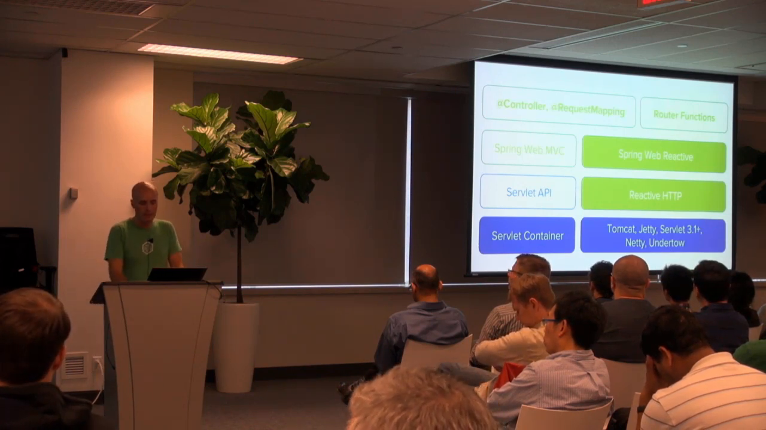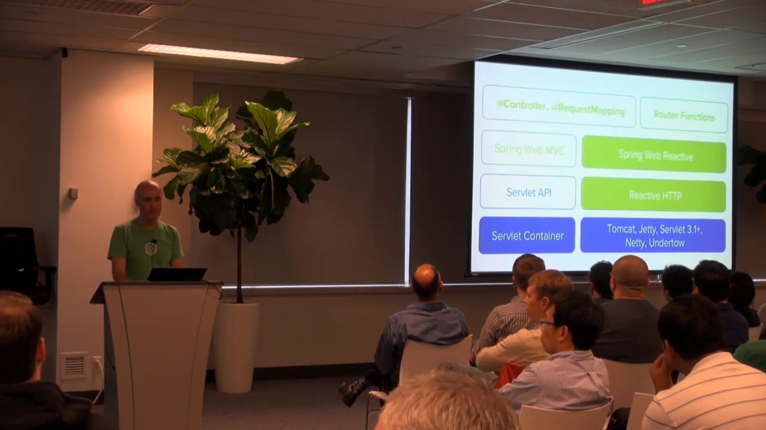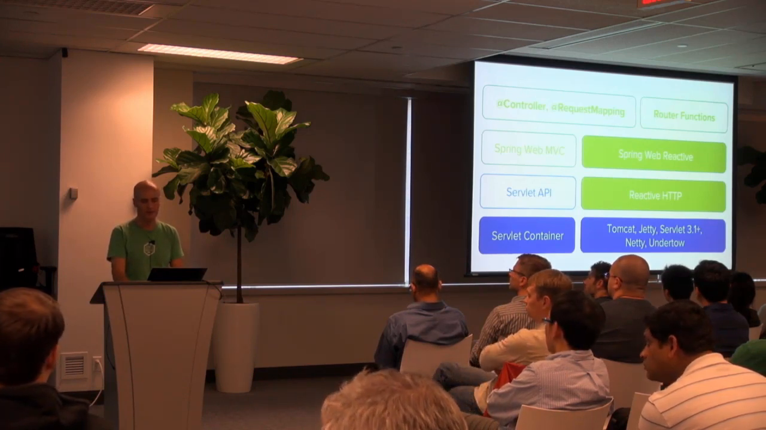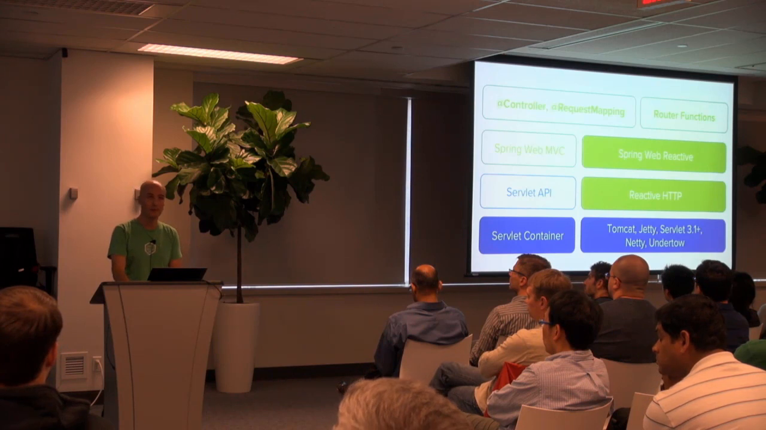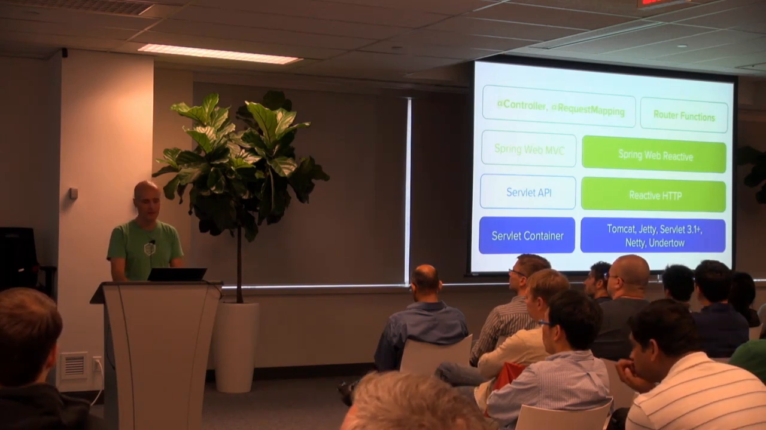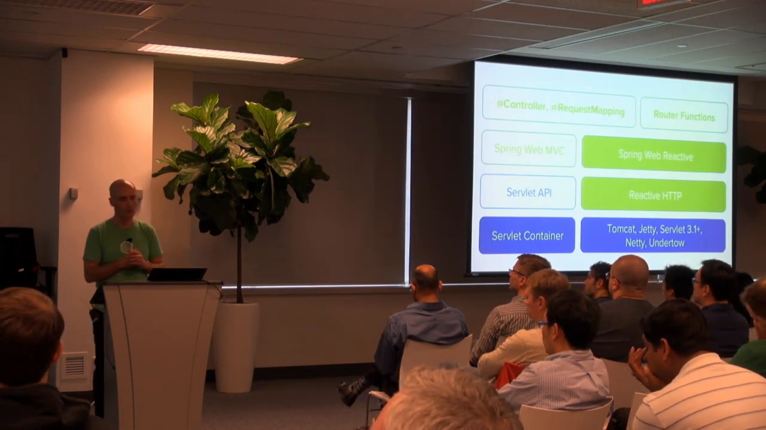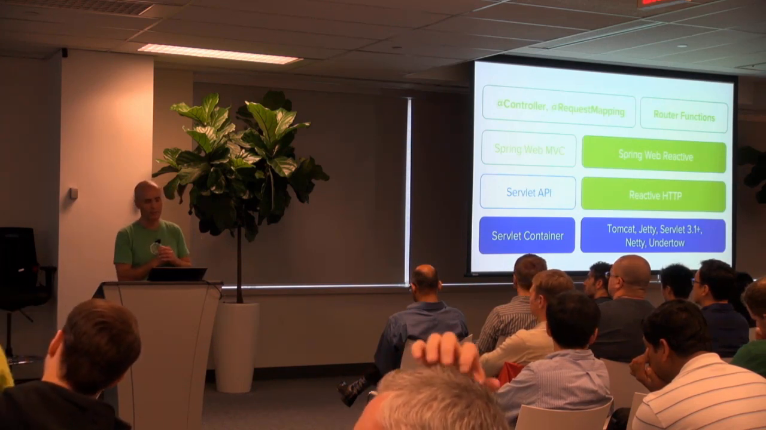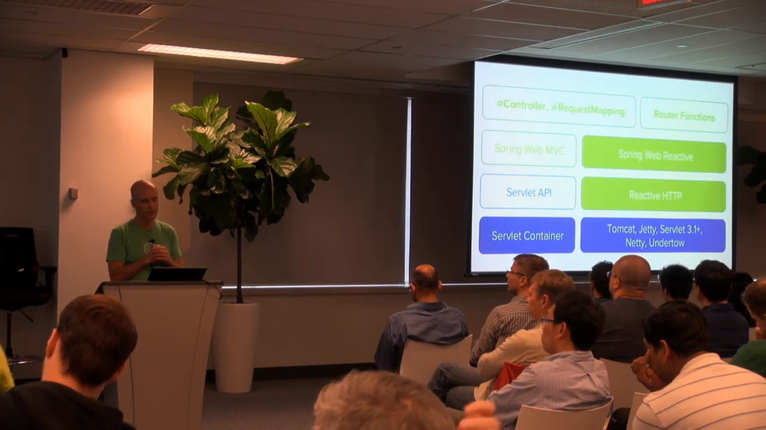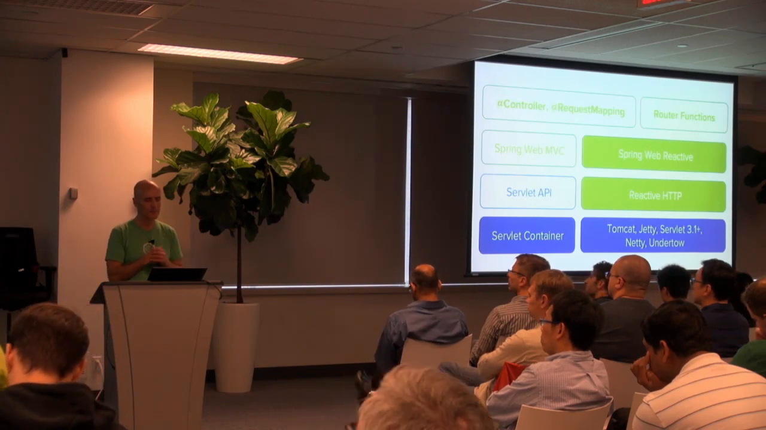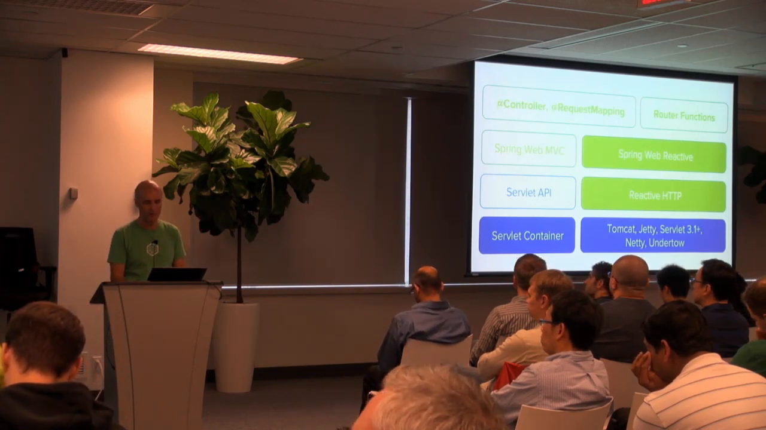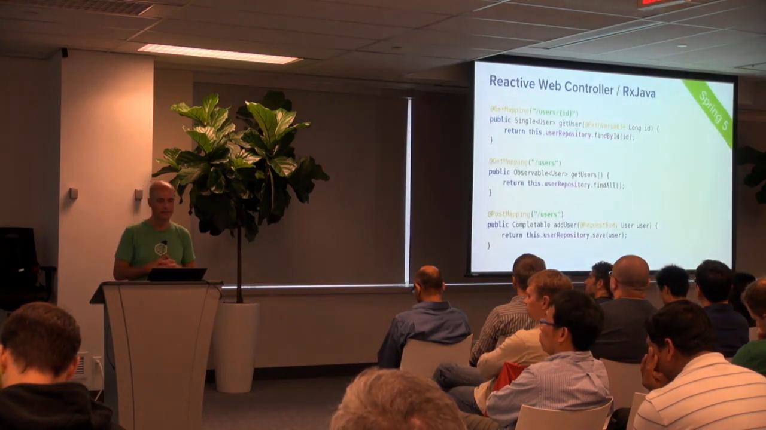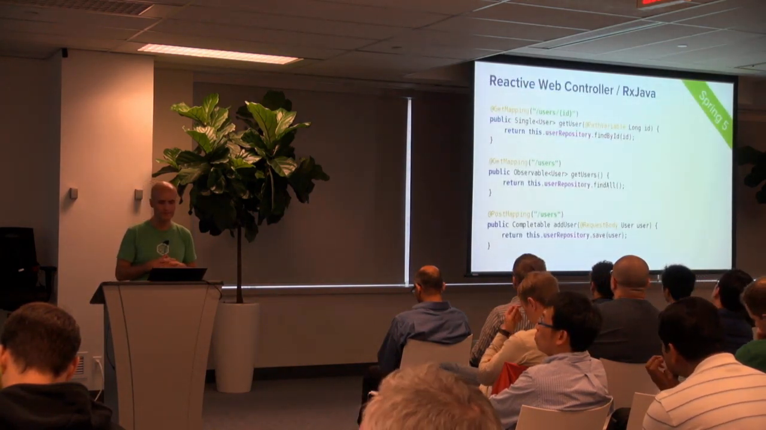Then on top of that, we have a reactive HTTP layer that is a common layer, a reactive streams / HTTP abstraction where we're adapting to all these different runtimes. And then on top of that, we have Spring Web Reactive that, for example, enables the annotated controller model and also the router functional style, Lambda style routing of requests.